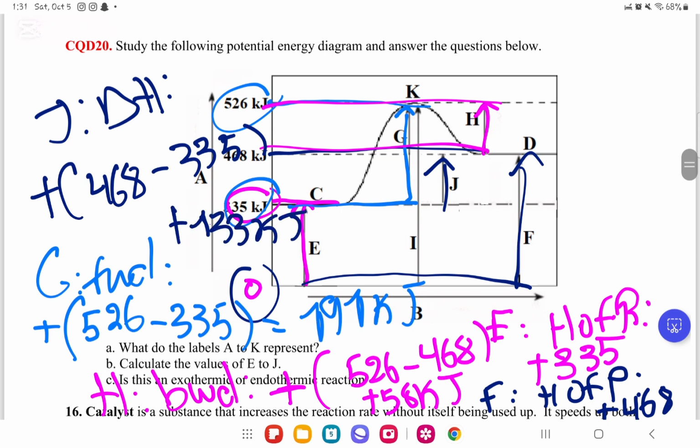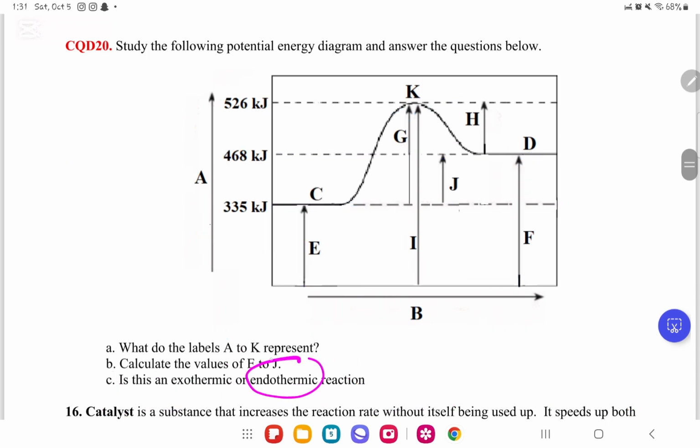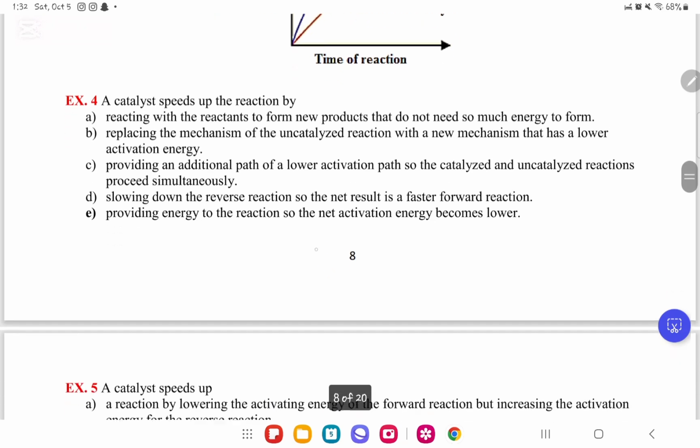Now they want us to say, is this endothermic or exothermic? We know if delta H is less than 0, it's exo. However, if delta H is greater than 0, then it is endo. In our case, it's plus 133, which is greater than 0, so this is an endothermic reaction. If you're not sure, you can always check: if the reactants are lower than the product, then it is endo. However, if like in here the reactants are higher than the product, then it is exo. So that's it for CQD number 20.